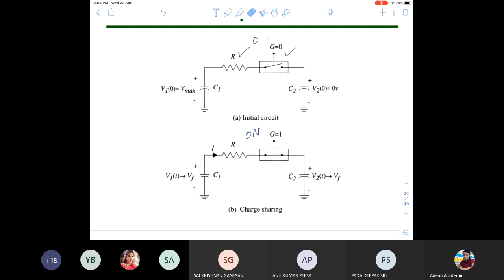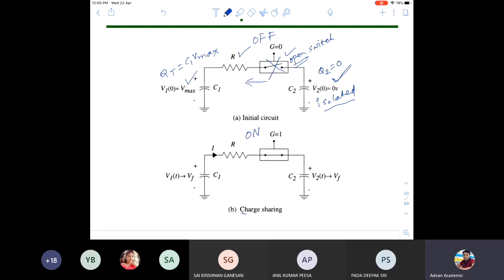Initially it will be off. When it is off, it is an open switch. Open switch means V1 is Vmax and V2 is 0. This capacitor is isolated, meaning not connected, because it is an open switch. This capacitor is not connected to its previous network, so it holds 0 voltage. No charge is present in it; charge here is 0. Whereas in this case, the charge Q1 is equal to C1 Vmax.